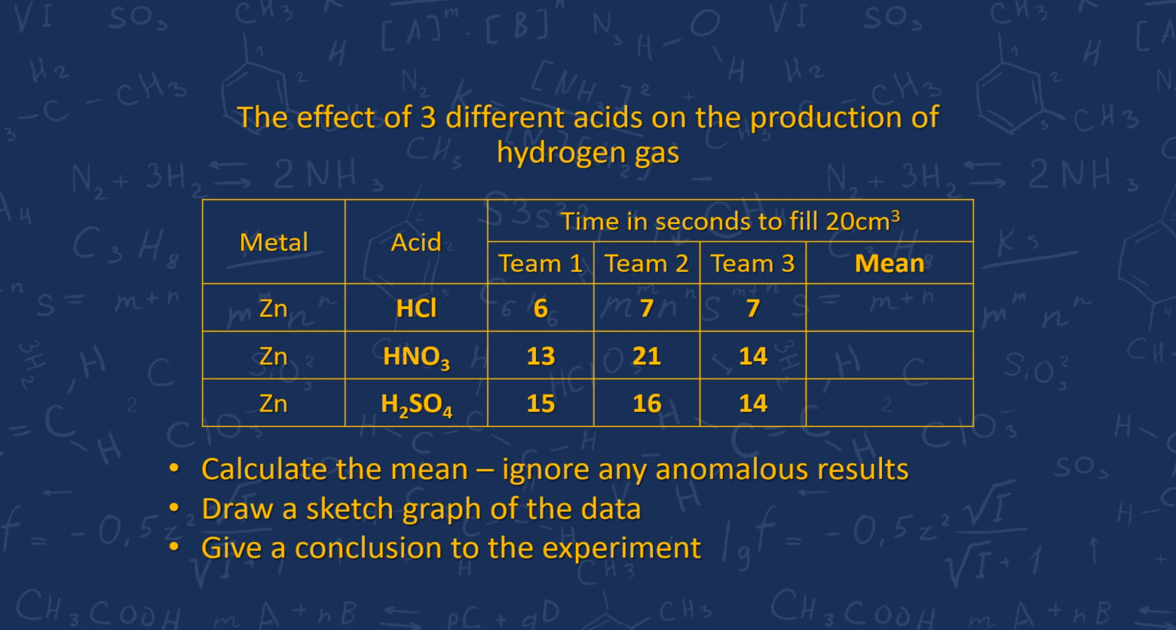Right, the effect of 3 different acids on the production of hydrogen gas. So that is the title of the experiment. Here, I've done a results table for you, okay? Because obviously usually we'd be doing this in a lesson, but we can't. So here are the results. What I want you to do is calculate the mean. So ignore any anomalous results. An anomalous result is something that doesn't fit the pattern of the rest of the results. I want you to draw a sketch graph of the data, and I want you to give a conclusion to this experiment.